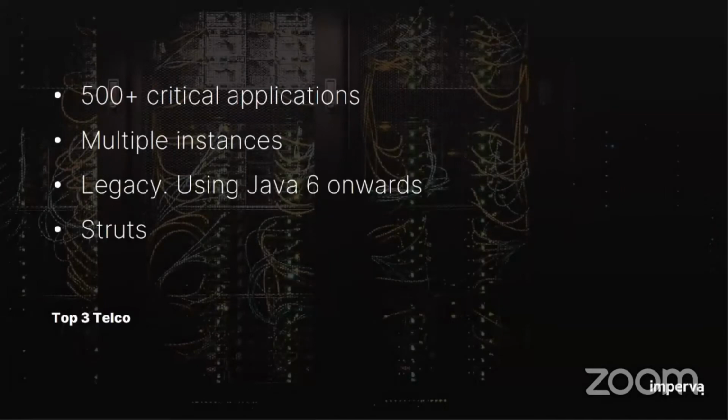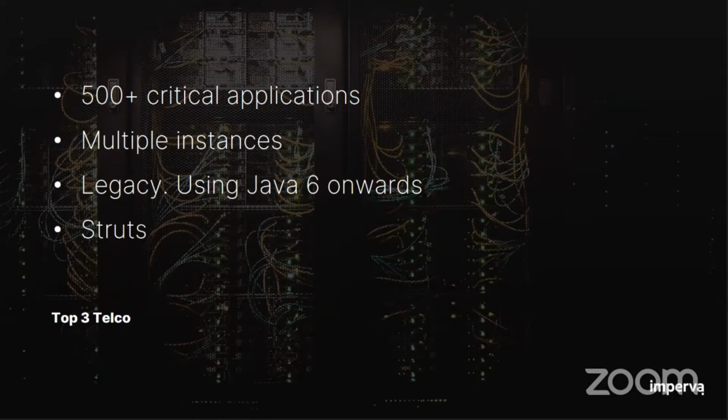One of the top telecommunication companies in the world has hundreds of applications, many legacy applications written with old versions of Java, Java 6, 7, 8. Not just that, they have many instances of each application, different versions that have gone through different development, many of which they now just do not want to change because the original developers have left and so forth.